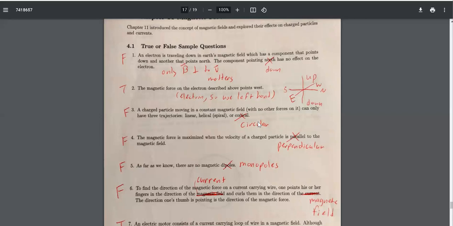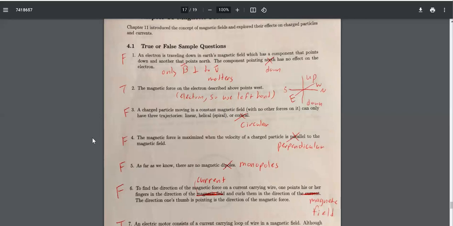Now, if it has a velocity that's partially along the magnetic field and partially perpendicular, well, the part that's along the magnetic field will be unaffected. It'll just keep moving while it makes a circle in the other direction. So if it makes a circle in one direction while it's going straight in the other, that's a helical or spiral trajectory.